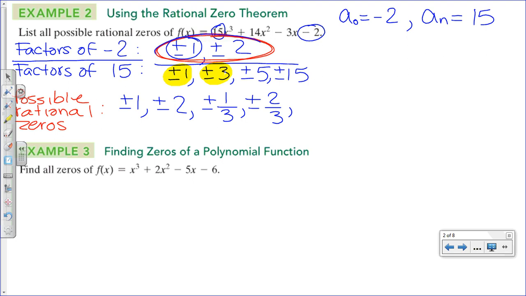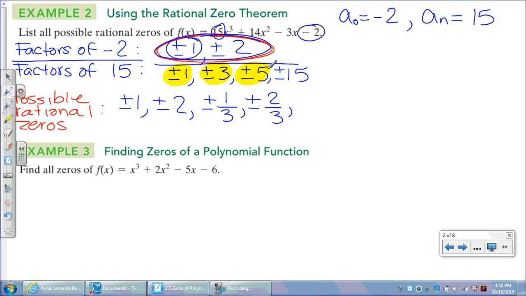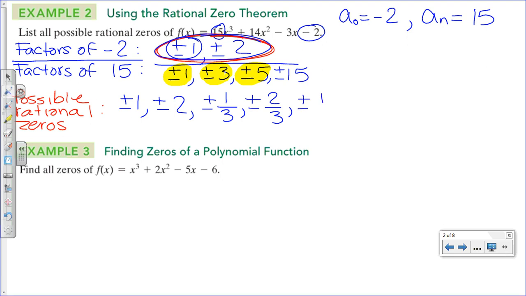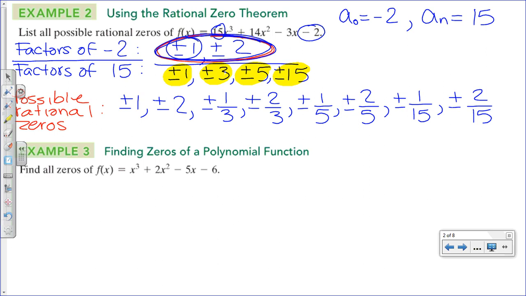And then we take the same numbers, and now we divide them by 5. So in this case, we will have positive negative 1/5, and also positive and negative 2/5. Now we have the same numbers, and we're going to divide them by 15. So this will be positive negative 1/15 and positive negative 2/15. And that's it for this problem because we were only asked to list the possibilities.